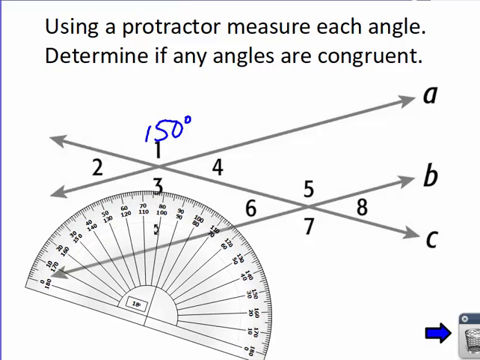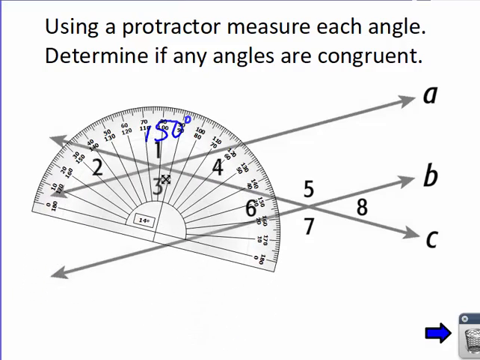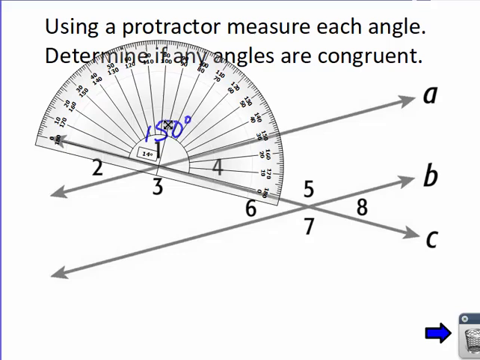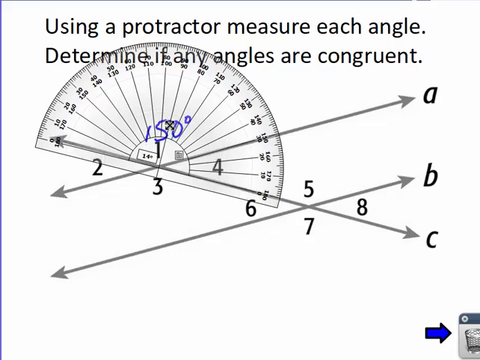Okay, so now let's move this back into place. I think I rotated it a little bit. I think it's still okay. Okay, now I want to measure angle 4. Well, angle 4, when you look at it, it opens from here down to here.